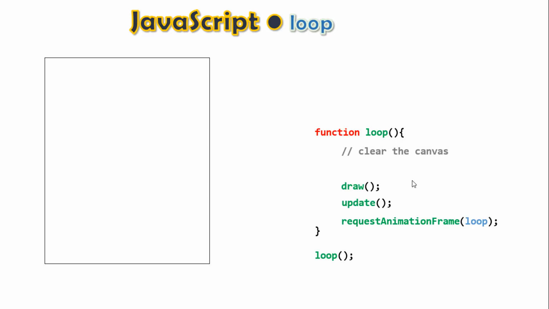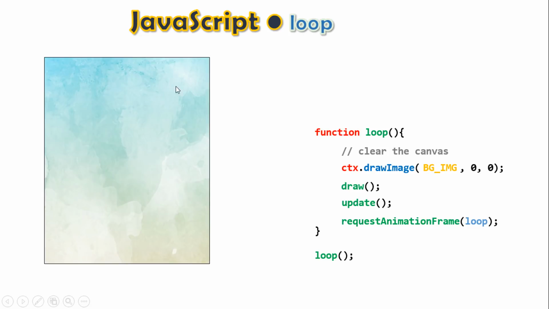Also, we need to clear the canvas. For that, I will use an image instead of the clear method you saw before. So I'm going to clear the canvas using an image. Here is the position of the image: 0 for x and 0 for y, which means we will start drawing our image from the top left corner of our canvas. The drawImage method will also take in the image object. So if we call the loop function for the first time, you will get something like this.